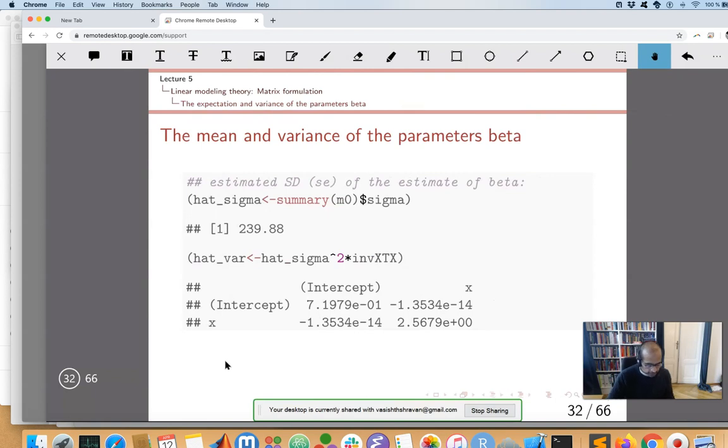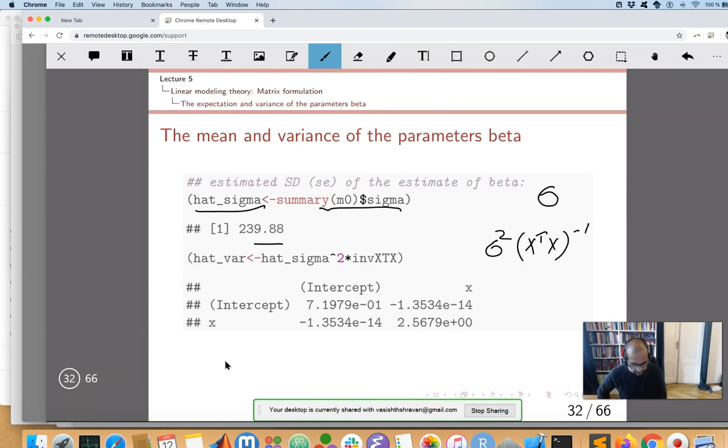Okay. All right. So the sigma estimate, right? The sigma that I've been talking about earlier is estimated in the model, which I can extract and call it hat sigma. So it's 239, and then I'm going to use that result that I just derived, which is sigma squared multiplied with (X^T X)^-1, right? Remember, I had just worked out, very tediously and with lots of stumbles, the variance of the beta hat estimators.